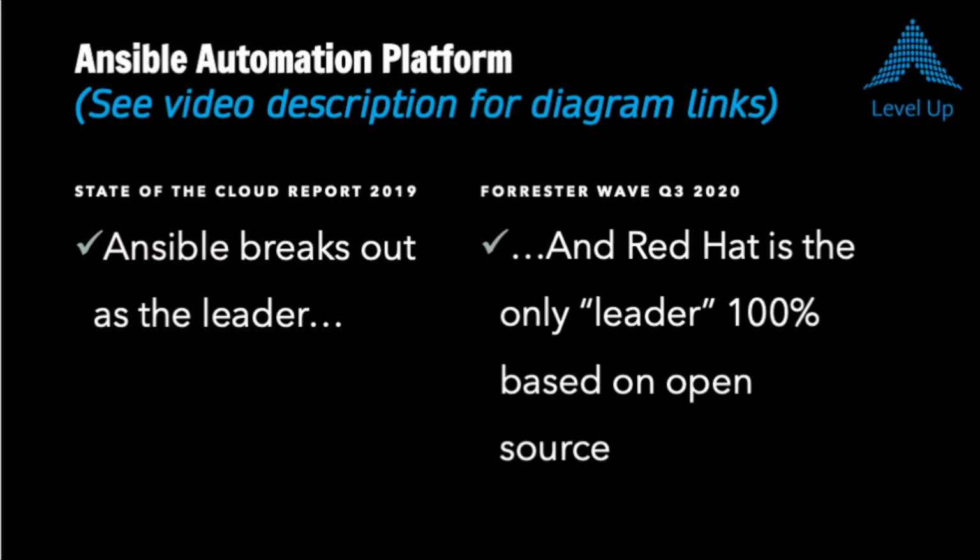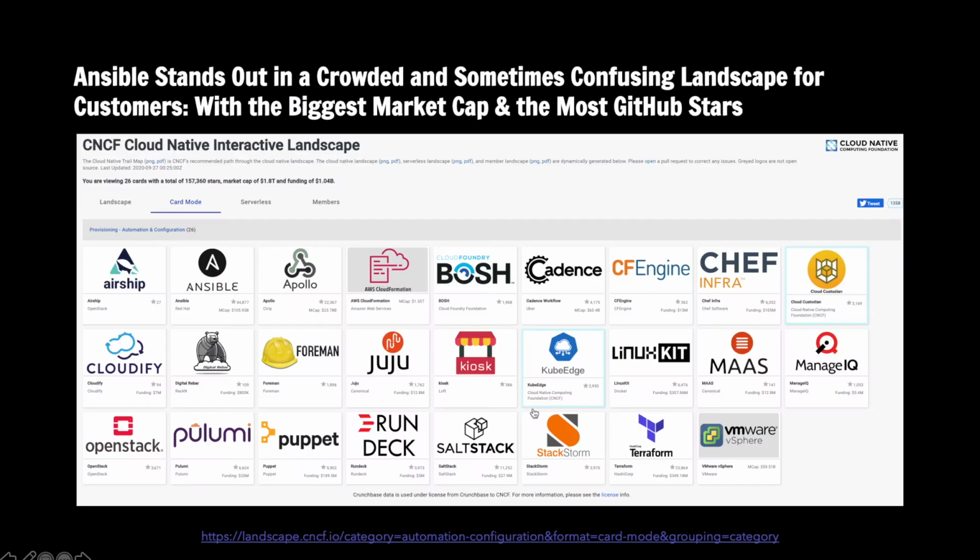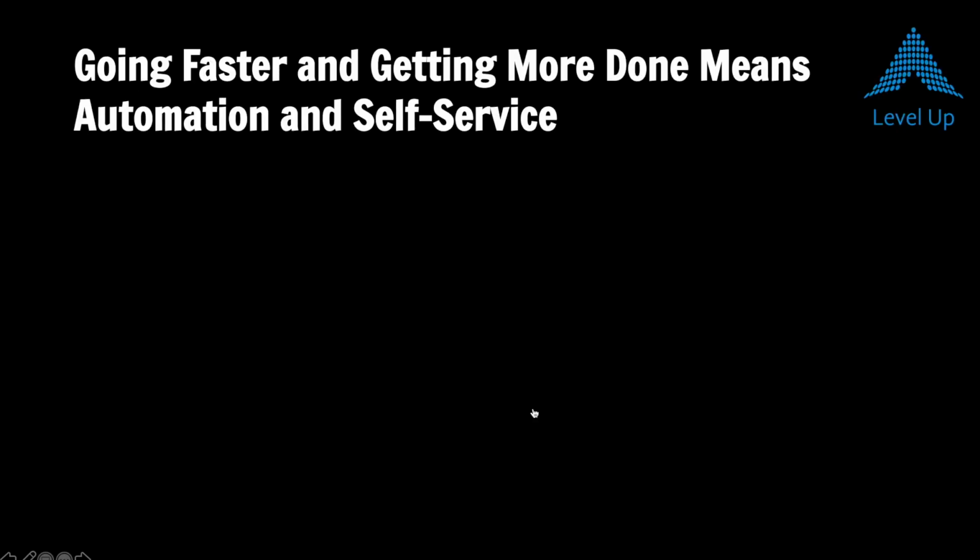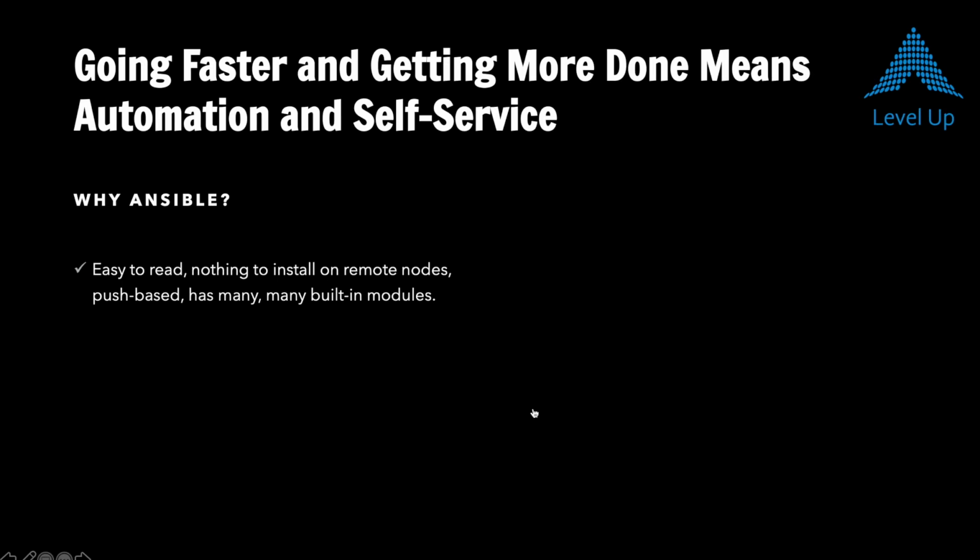So just to introduce Ansible Automation Platform briefly, in the left-hand diagram, we can see that Ansible has taken a leadership position, and in the right-hand diagram, we can see that Red Hat is the only leader in this space that is 100% based on open source. We think that both things are important. Next, we should also take a look at the Cloud Native Computing Foundation's landscape and see that in a crowded landscape that can be confusing for customers, Ansible is really starting to stand out quite a bit. I wish this were actually a relief map to show just how popular and how well-funded Ansible is as an overall solution.